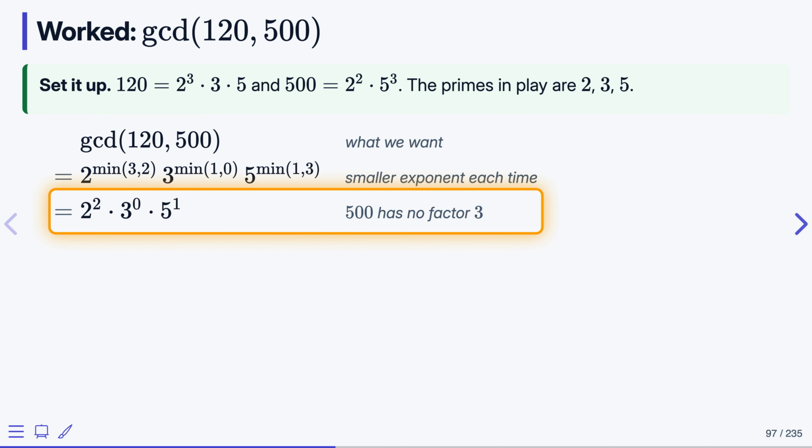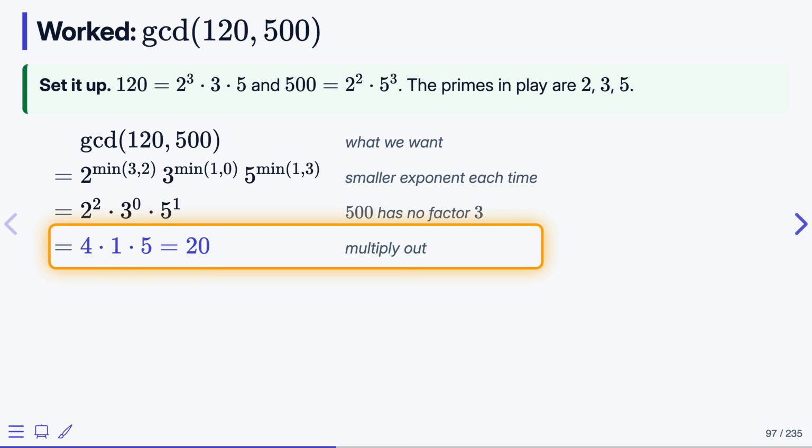Step 2. Take the smaller each time. 2 squared, 3 to the 0, 5 to the first. The 3 vanishes because 500 has no factor of 3 at all. Step 3. Multiply out. 4 times 1 times 5 is 20, so the greatest common divisor is 20.